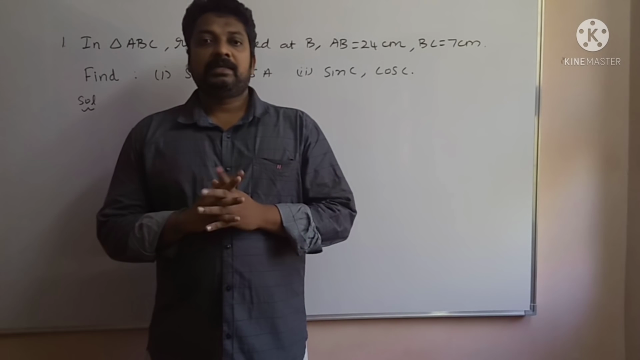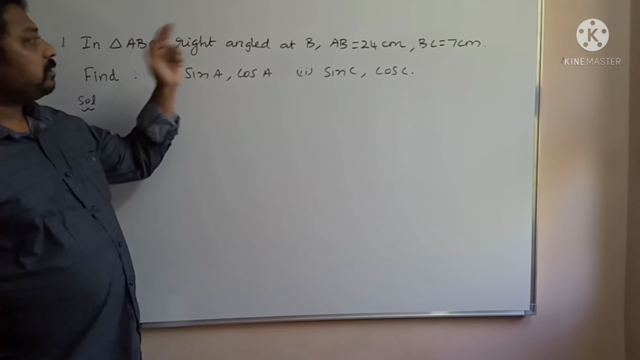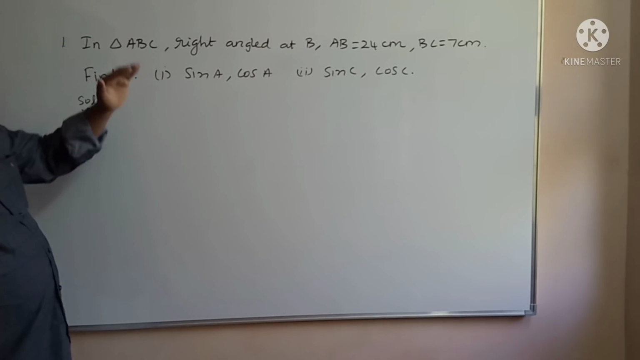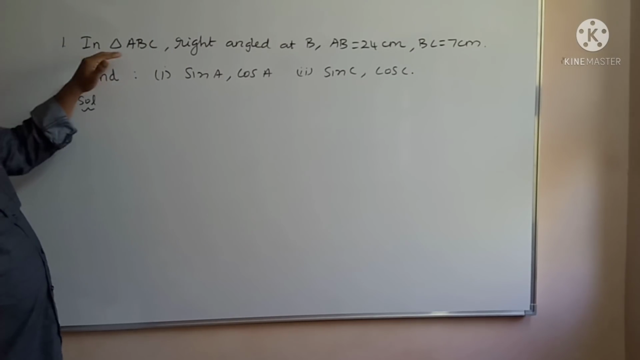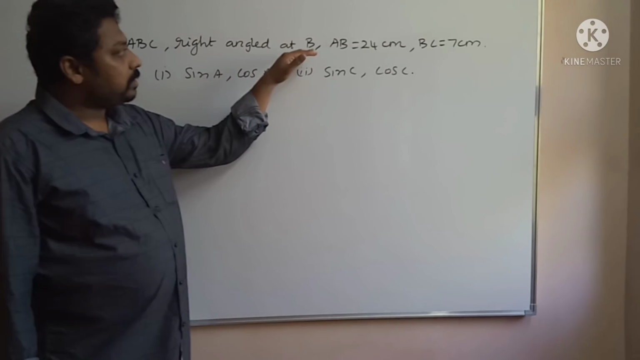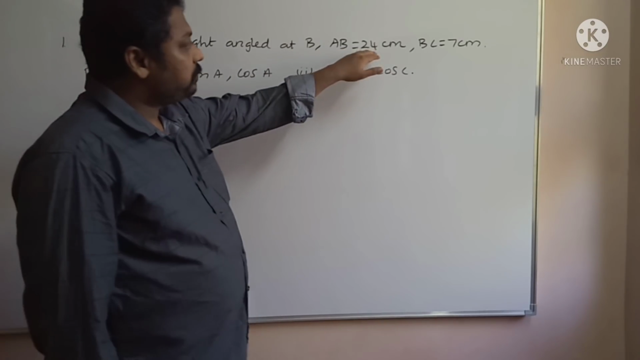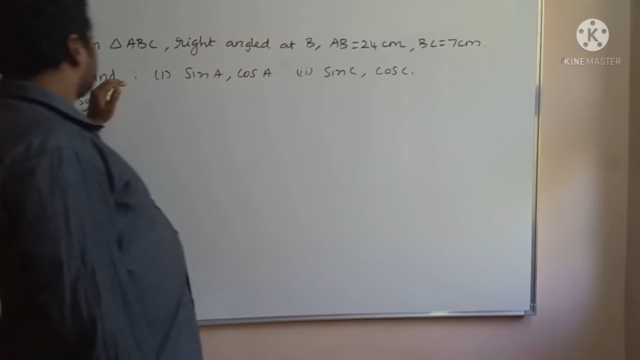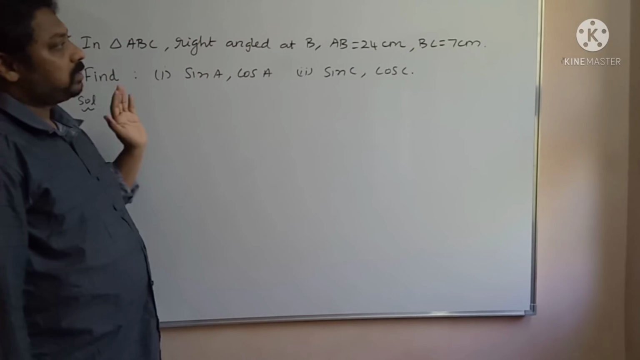Today we discuss chapter 8 trigonometry from class 10 NCERT. In exercise 8.1, what is the first question? In triangle ABC, right angle at B, AB is given as 24 centimeter, BC is 7 centimeter. So find two things, two Romans are given.